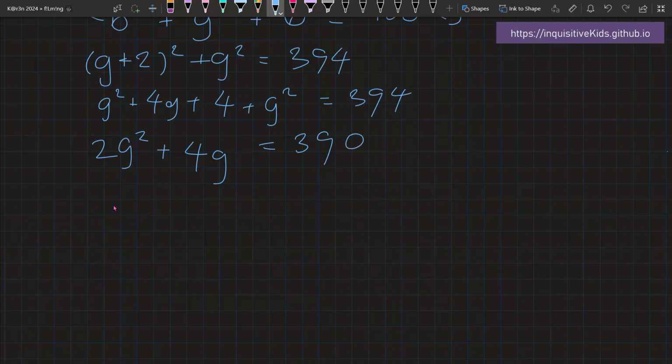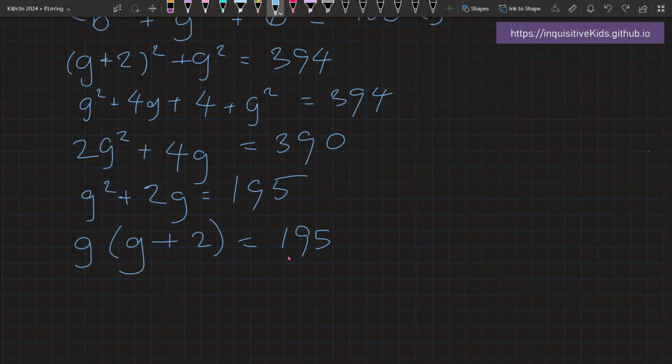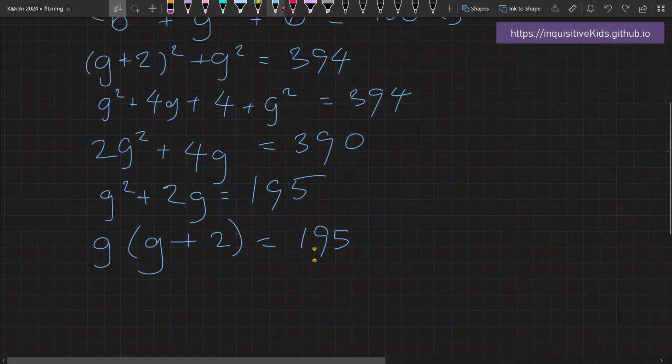Now if we divide 2 onto both sides, we have g squared plus 2g is equal to 195. Now we see that on the left side we can use the distributive property to factor out the g and give us g times g plus 2 is equal to 195. Now is when we can look through all the factor pairs of 195 and see which 2 factors in one pair have a difference of 2.